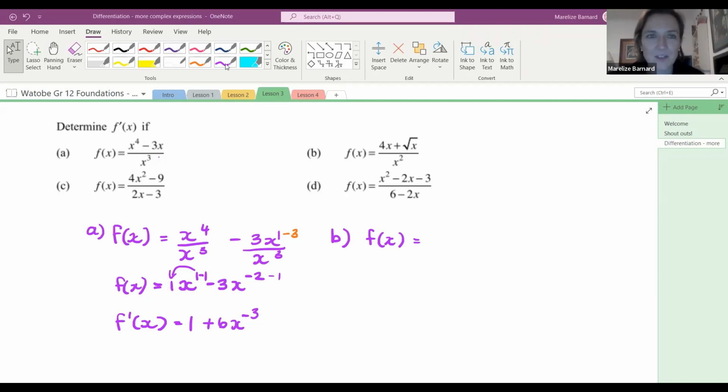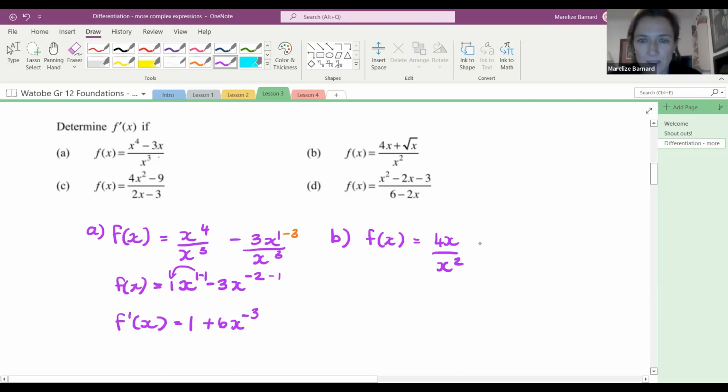I will give a hint so far. Remember, we can separate this out. We can go 4x over x squared plus root x over x squared. See if that doesn't maybe help. And now we just need to get rid of all the algebraic fractions, so the x in the denominator.